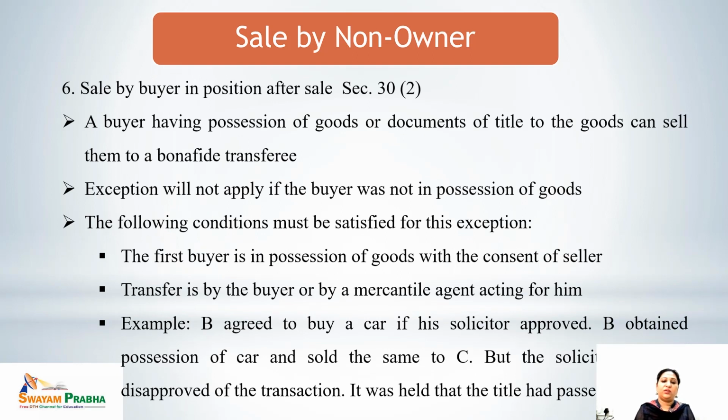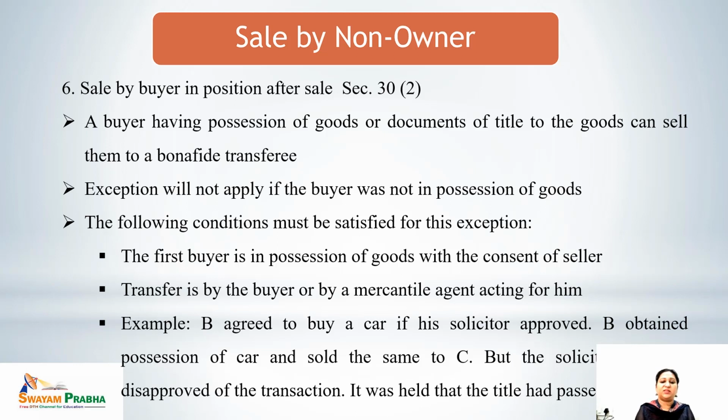Next, sale by non-owner covers sale by a buyer in possession after sale. Section 30, subsection 2 covers it. A buyer having the possession of goods or documents of title of the goods can sell them to a bona fide transferee. The buyer further can sell the goods to some bona fide transferee, but this exception would not apply if the buyer is not in possession of goods. The mandatory condition here is that the buyer should be in possession of goods, but the following conditions must also be satisfied for this section to be applied here.